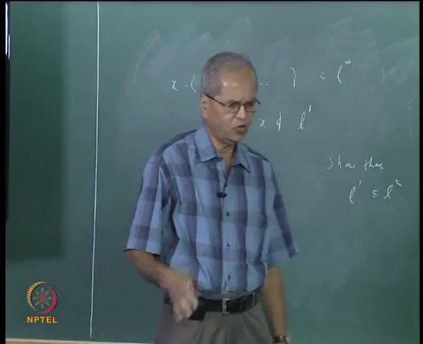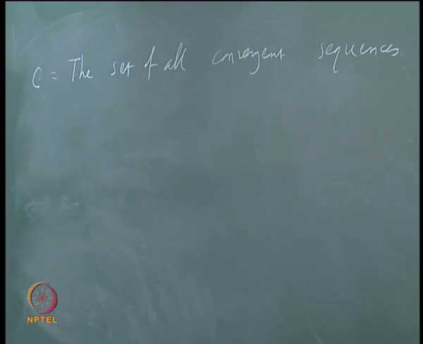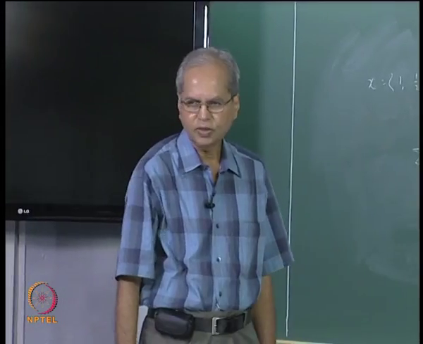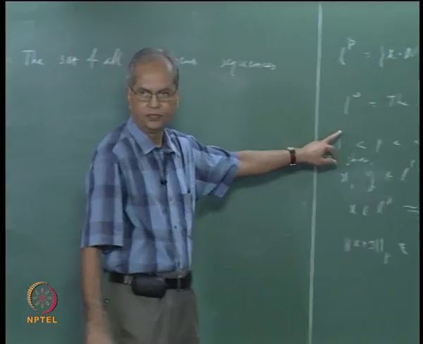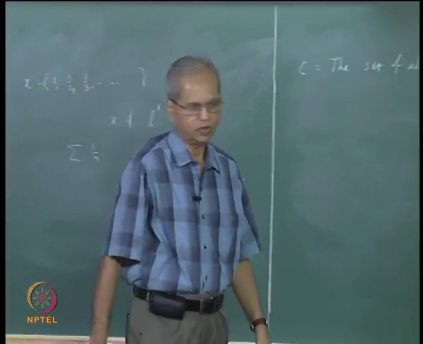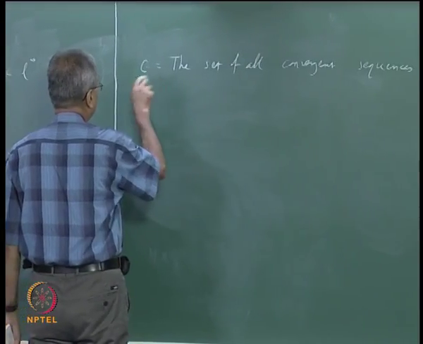Is it clear that the set of all convergent sequences is also a vector space? If xn and yn are two convergent sequences, xn plus yn and alpha times xn are also convergent sequences. Is it clear that it is contained in L infinity? Every convergent sequence is bounded. Then let me take one more.